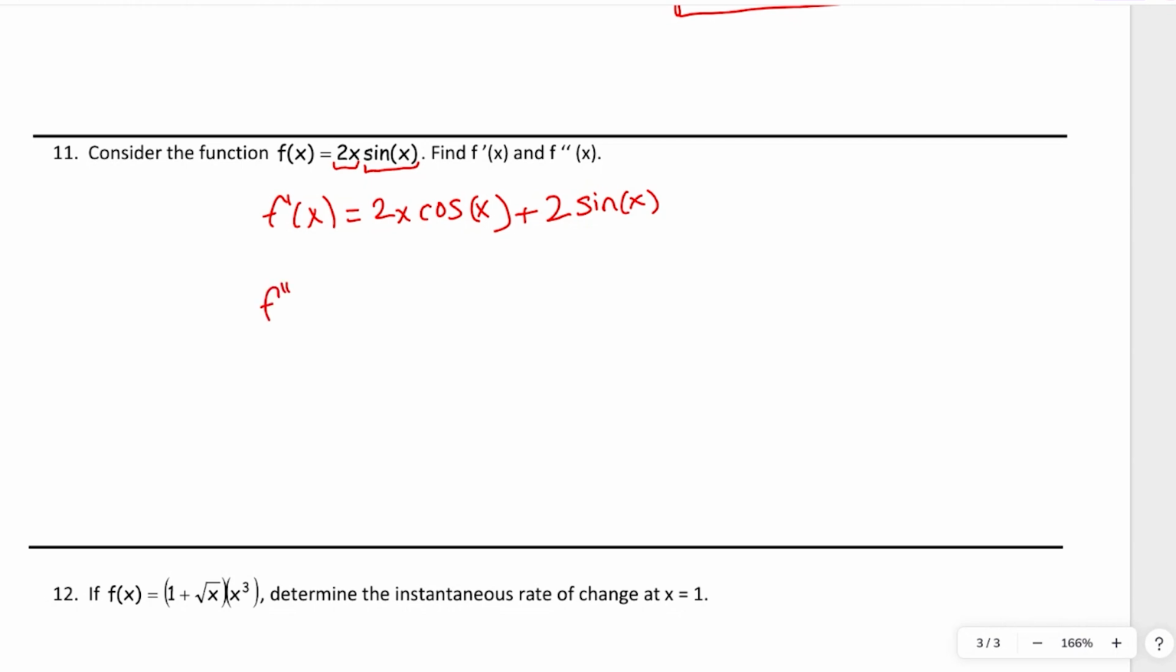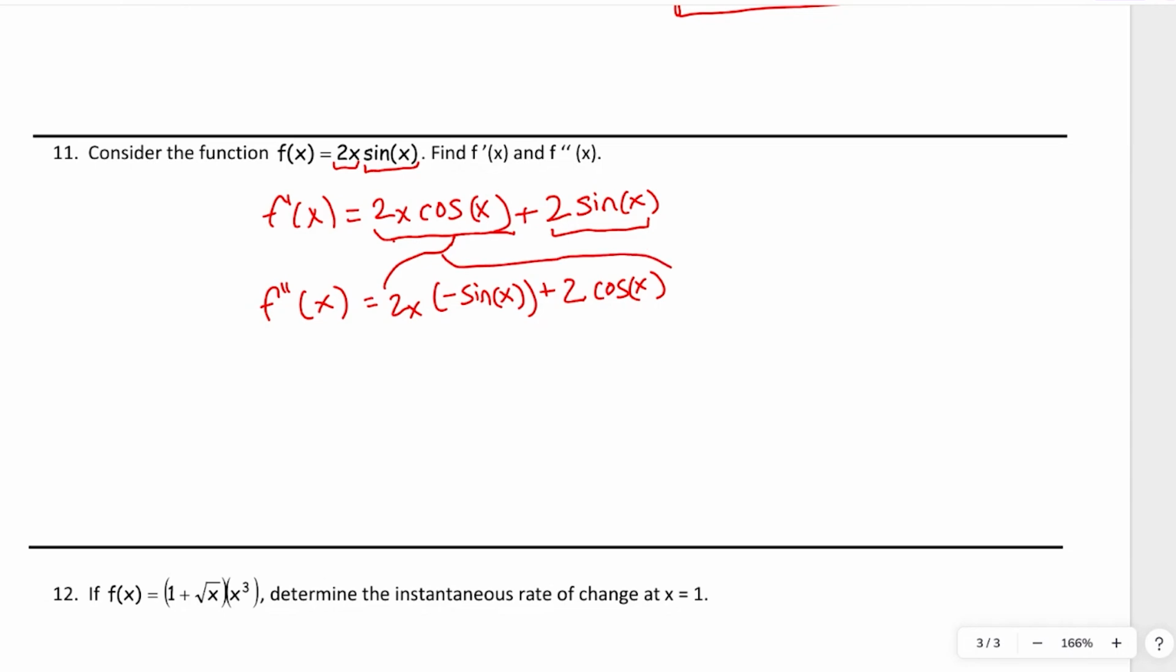To find the second derivative, we're going to differentiate each of these. Now, what that means is I'm going to have to use product rule for this product, and I could just use my transcendental derivatives to get the last one. So we've got 2x times negative sine x plus 2 times cosine x. And so the derivative of that product is what I have here.